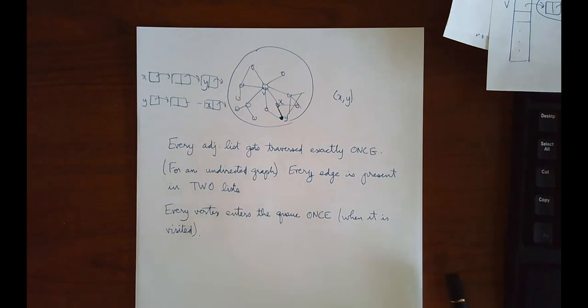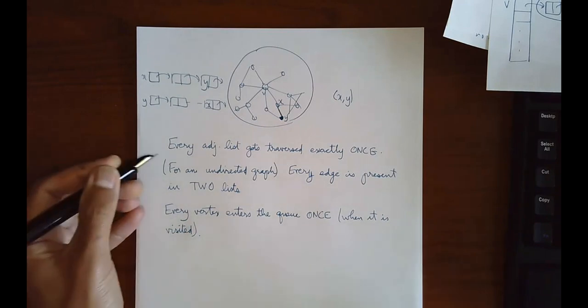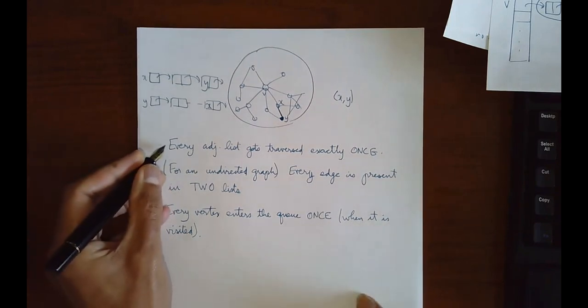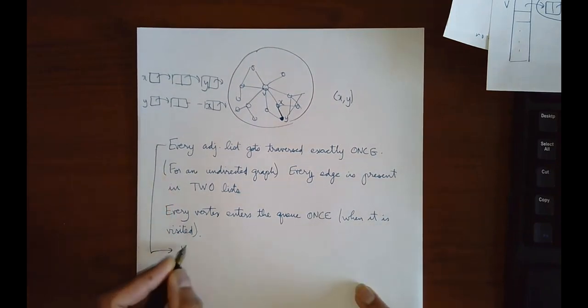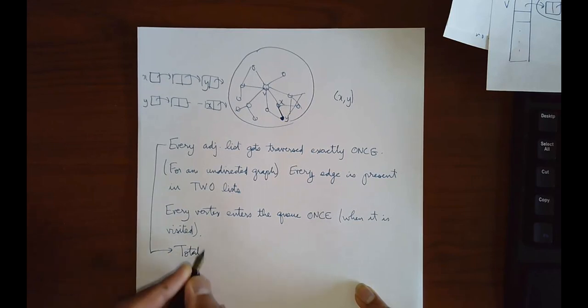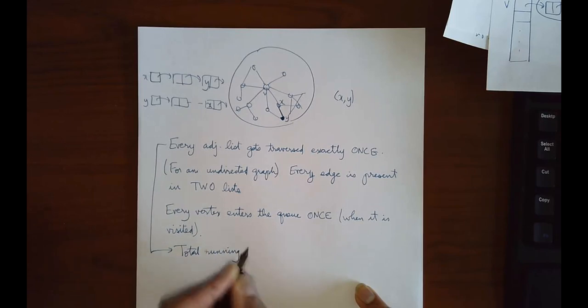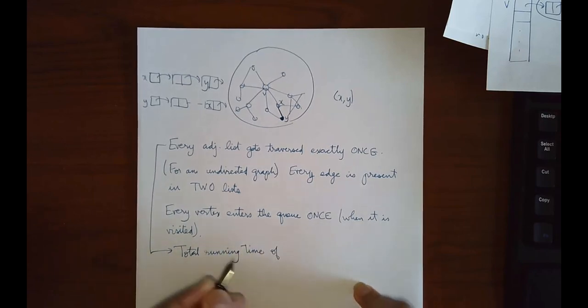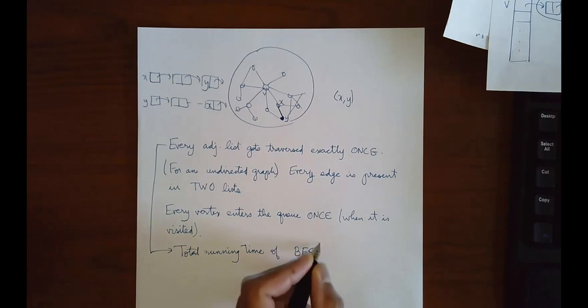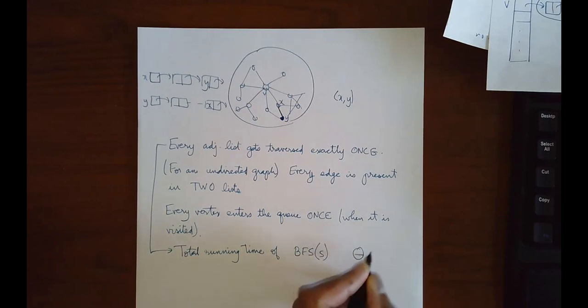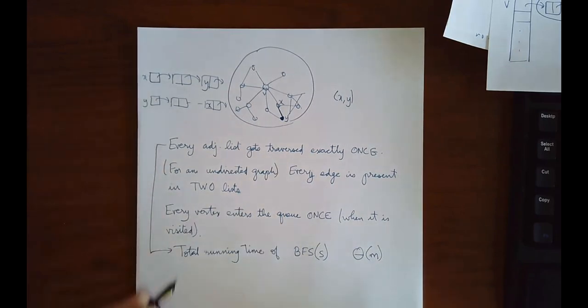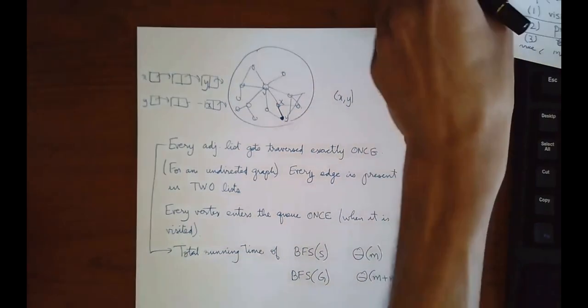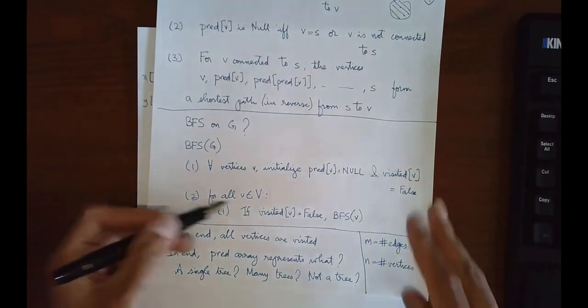Okay, so any questions about that? Good. So every adjacency list gets traversed exactly once. So the total running time of BFS starting from a single source is just going to be theta of m, because that's just the number of things in the lists. But the total running time of BFS, if you were to do it on G, is going to be theta of m plus n. The reason there is a plus n is because you have this additional for loop that goes over all vertices.